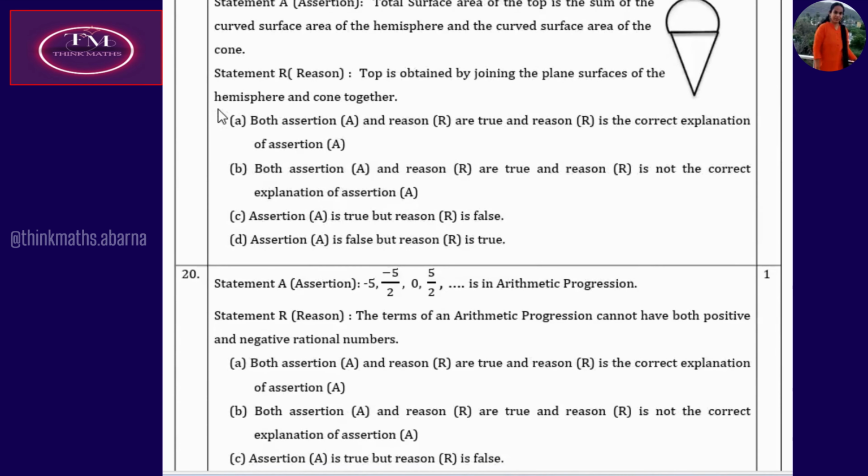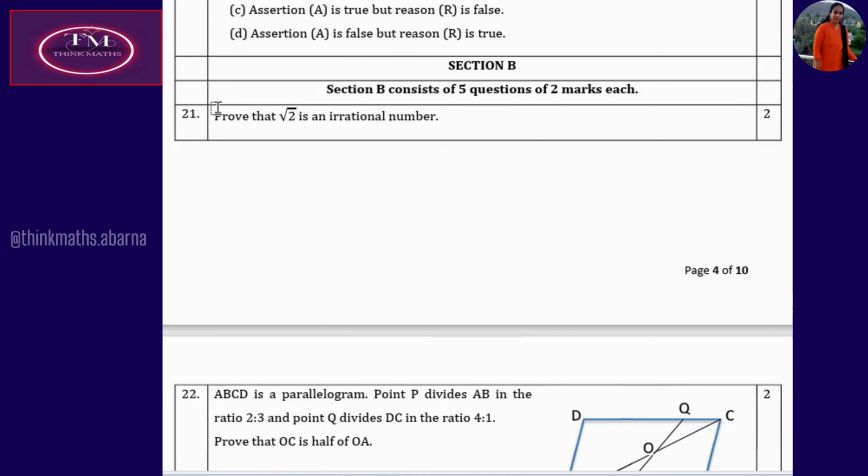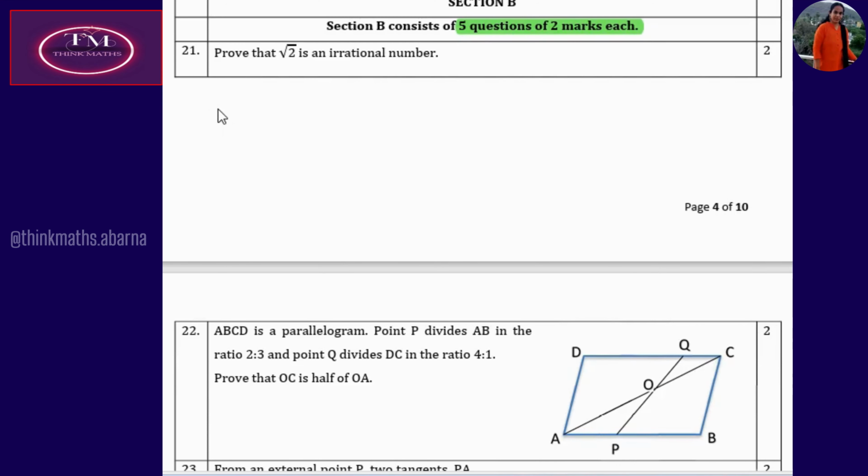Section B consists of 5 questions, and each question carries 2 marks. In this section we have internal choice. So let us see what the questions are now.